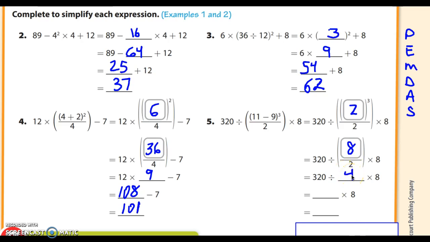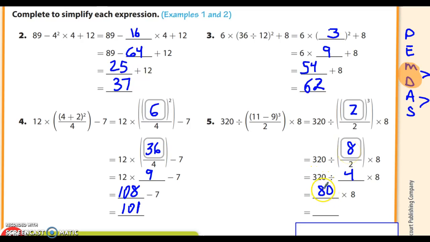Division comes before. Actually, let me talk about that. Division doesn't come before multiplication. They go together. It looks like multiplication comes first, but they go together, and it says that on page 249. Multiply and divide, add and subtract all go together. Multiply and divide go in order from left to right. So I'm going to divide first. I'm going to get 320 divided by 4. I get 80.